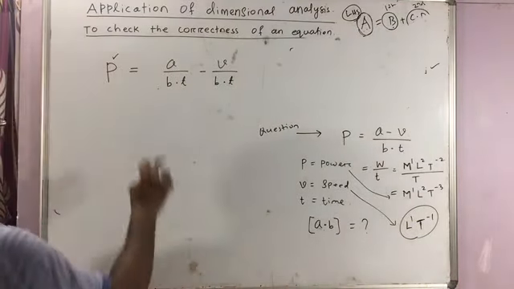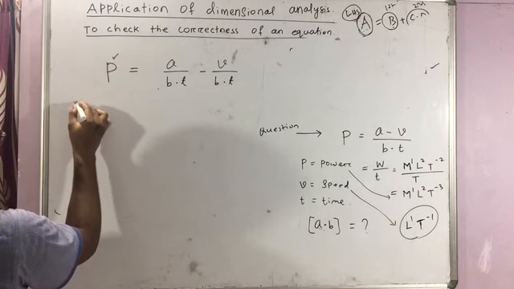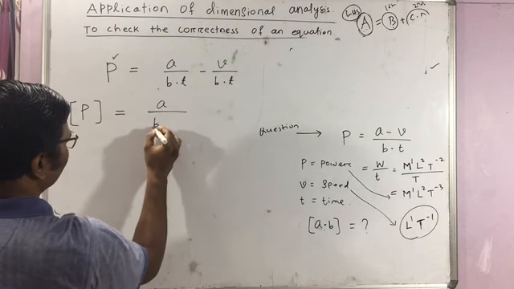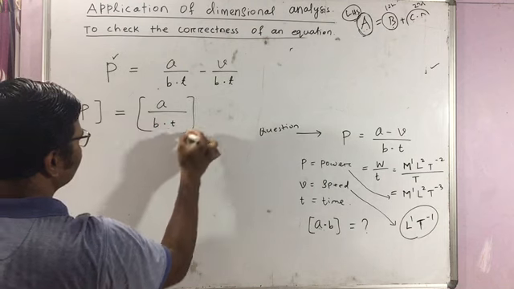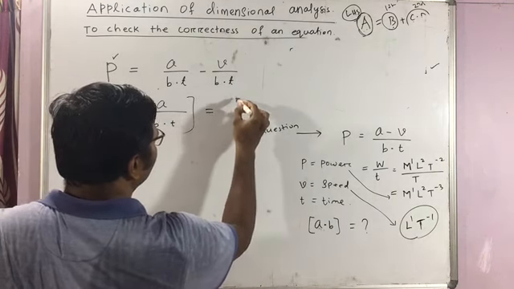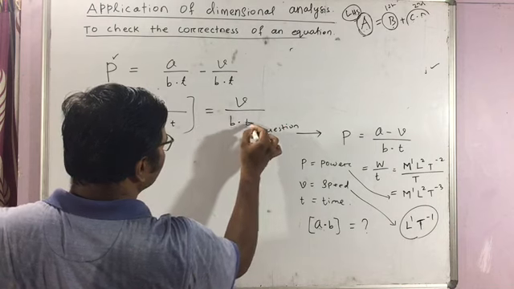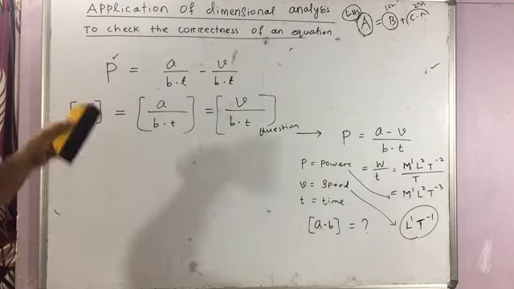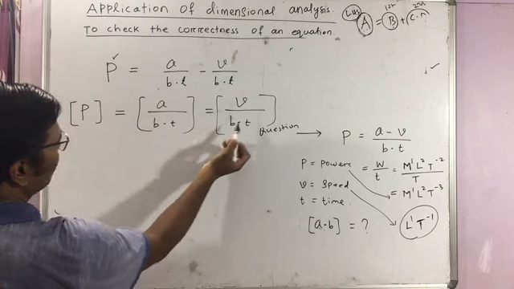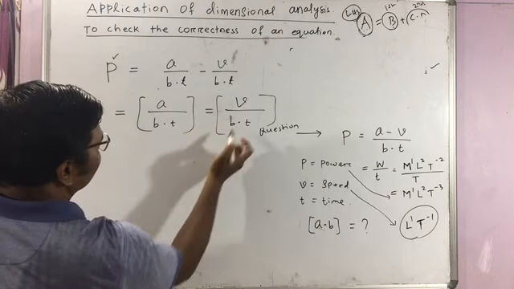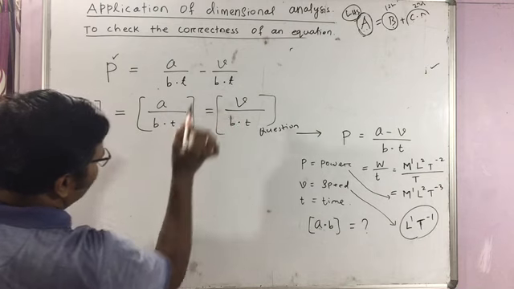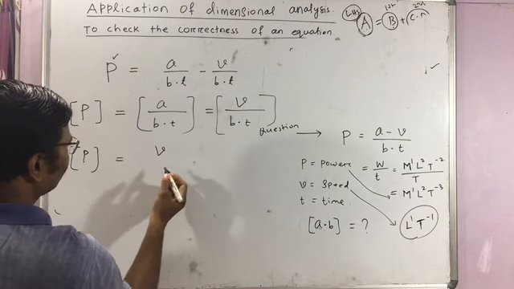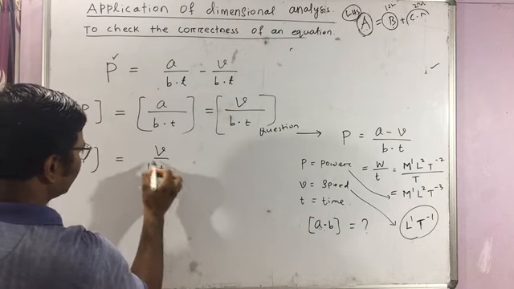Now you can find. Here we can write the equation. The dimension of P must be equal to the dimension of A by B into T, must be equal to the dimension of V by B into T. Got? So this is the required equation for solving our question. Now if you compare the dimension of power with this quantity, you will get the dimension of B. So the dimension of P must be equal to the dimension of V by B into T.